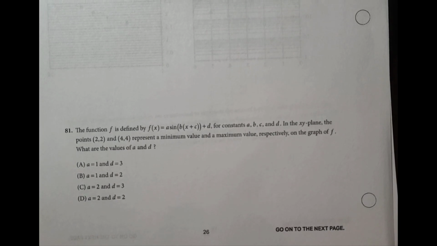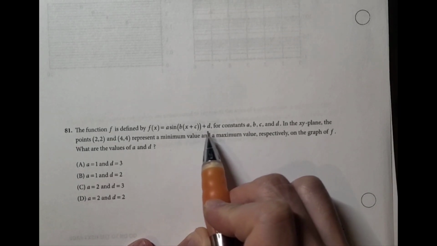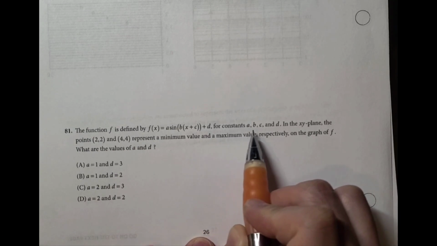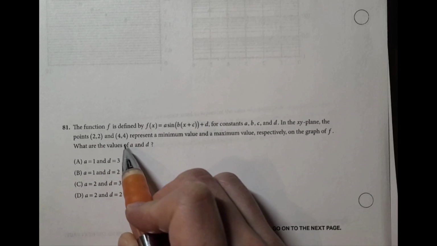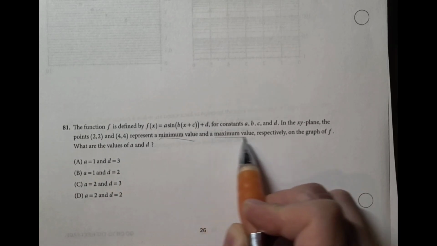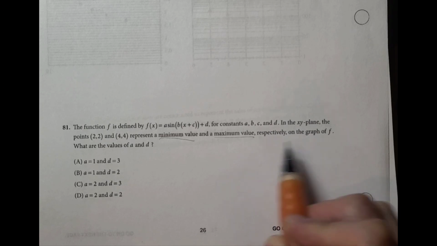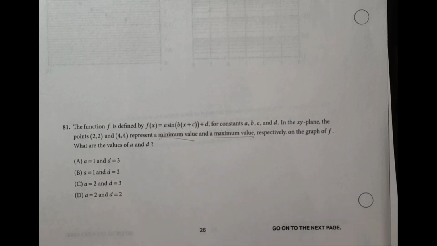Probably let's finish this page. Function f is defined by f of x is a sine bx plus c plus d for constants a, b, c, d. In the xy plane, the points (2, 2) and (4, 4) represent a minimum value and a maximum value, respectively, on the graph of f. What are the values of a and d? Okay.